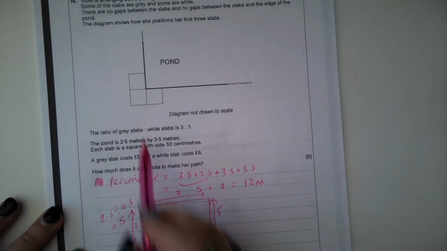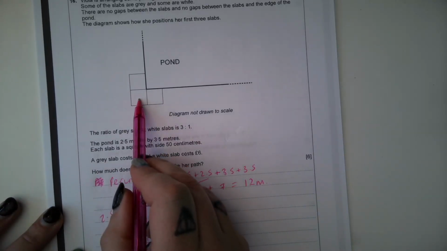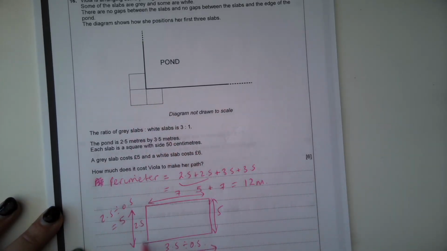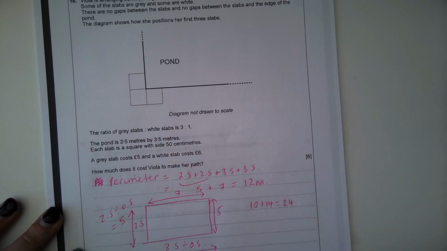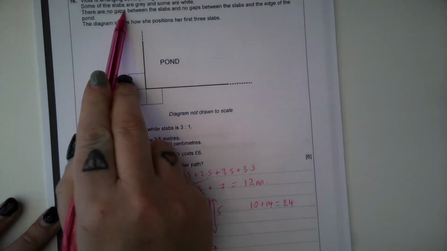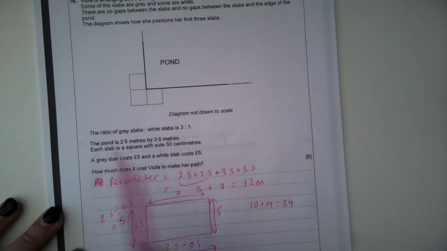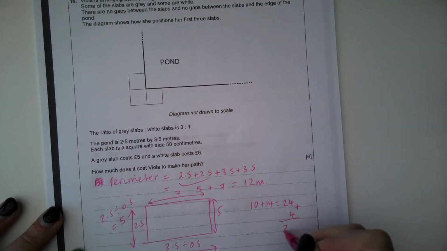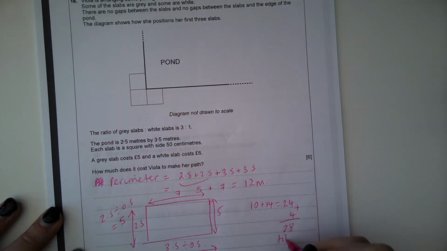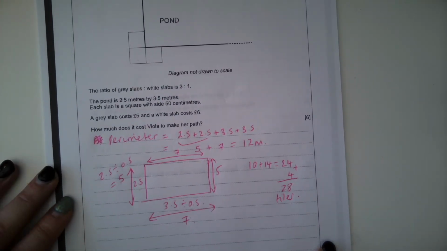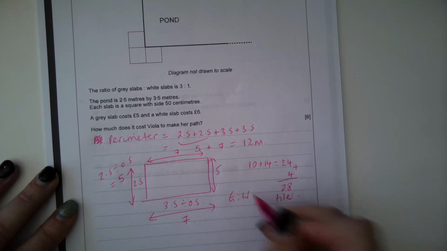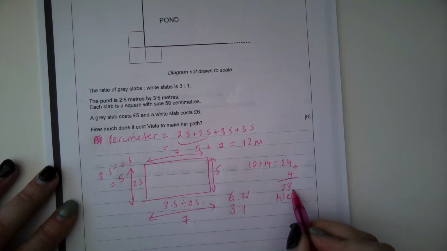But what we need to remember is this extra corner slab here isn't flush with the pond. So we're going to have 5 plus 5 plus 7 plus 7. So that's 10 plus 14. So we're going to have 24 tiles, but we're also going to have 1 for each corner in that corner spot as well. So we're going to add 4. So we've got 28 tiles in total.